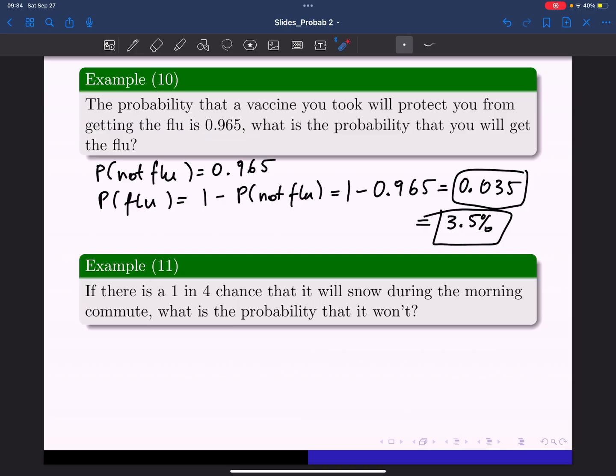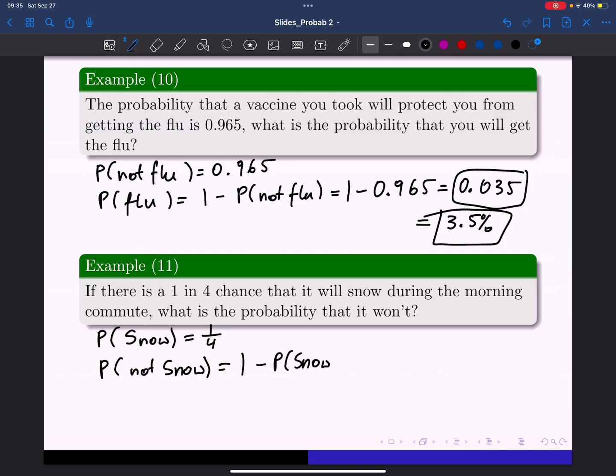Now, example 11. If there is a 1 in 4 chance that it will snow during the morning commute. So snow during morning commute is 1 out of 4. What is the probability that it will not snow? So probability of snow is 1 out of 4. Probability of not snow would be complement event, 1 minus probability of snow.